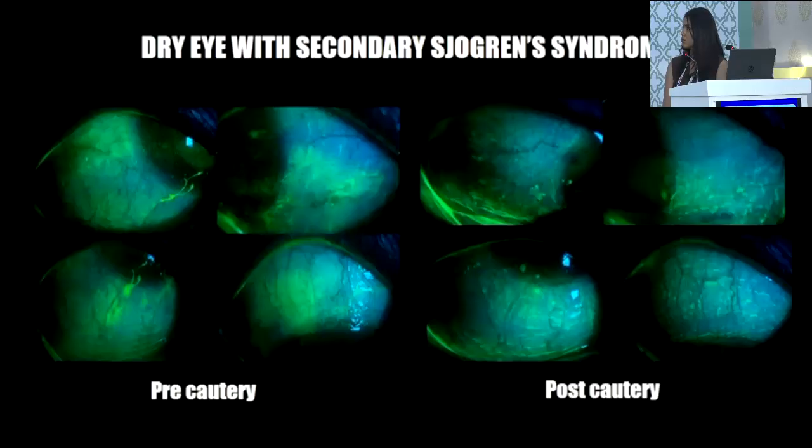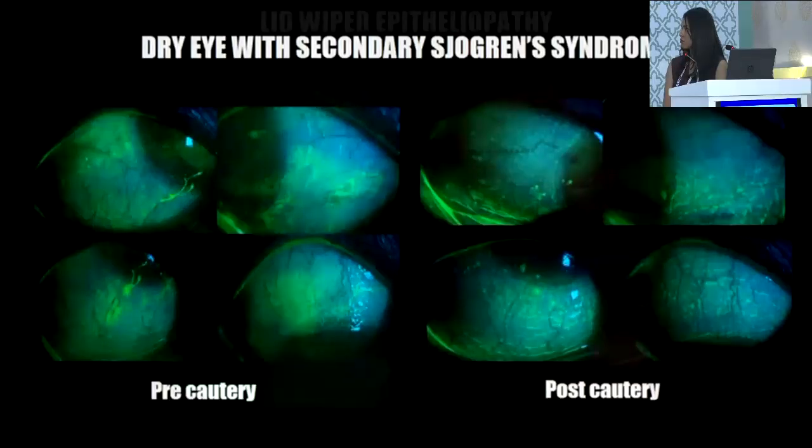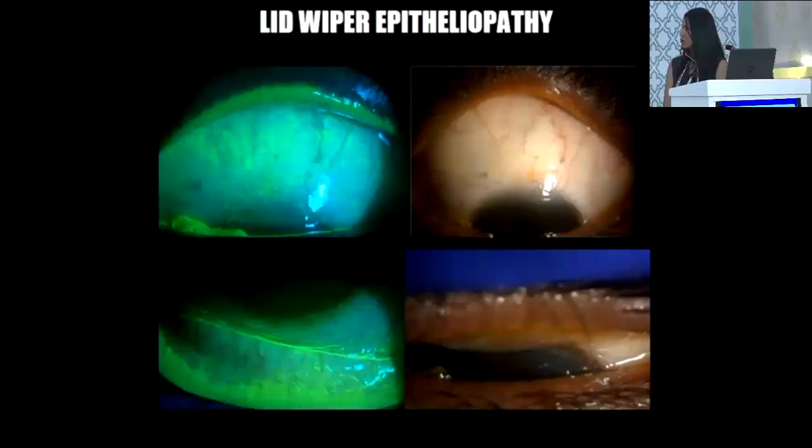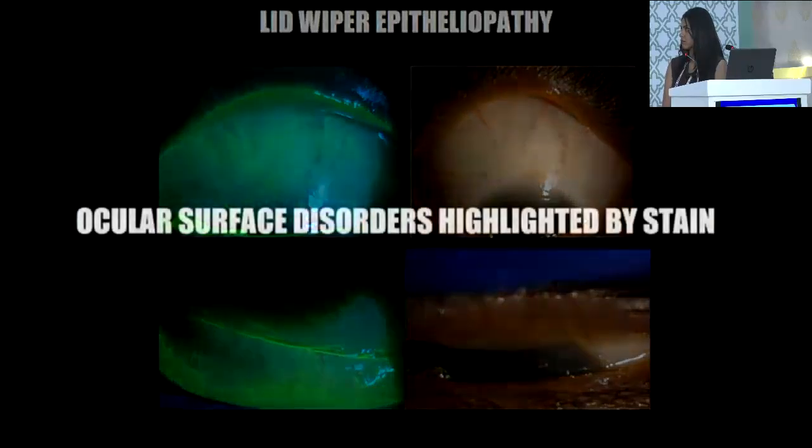In this patient with Sjogren's syndrome, fluorescein staining in yellow filter before cautery revealed temporal, nasal, inferior and superior conjunctival grade 3 staining, which improved post-cautery. Another underdiagnosed entity of dry eye is the hidden lid wiper epitheliopathy, which is a friction-related damage. In the image on top, we can visualize a widened strip of staining along the superior lid margin associated with conjunctivochalasis and grade 2 bulbar conjunctival staining. Interestingly, the lower lid also shows a lid wiper epitheliopathy, which is a relatively uncommon finding.